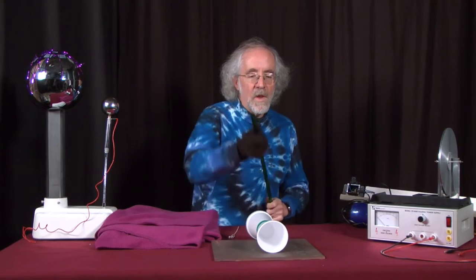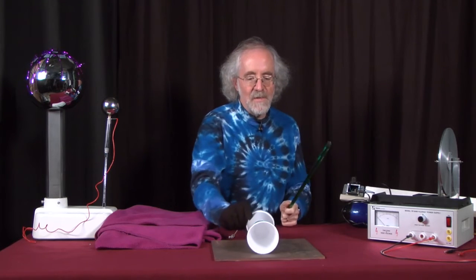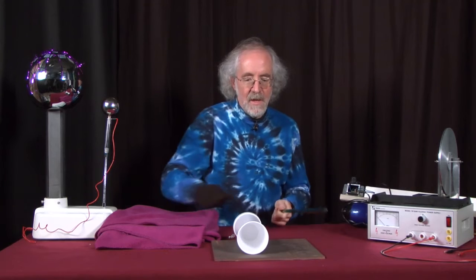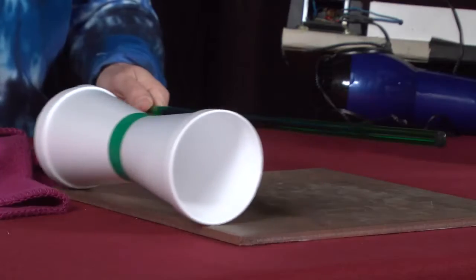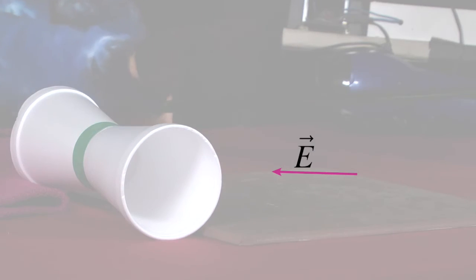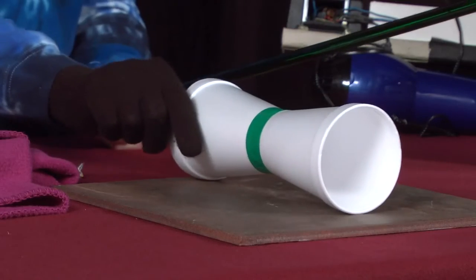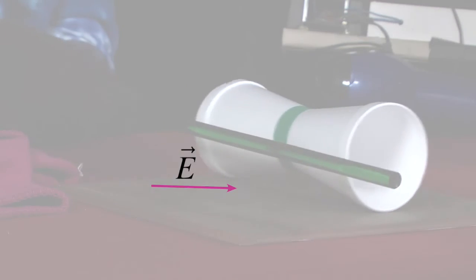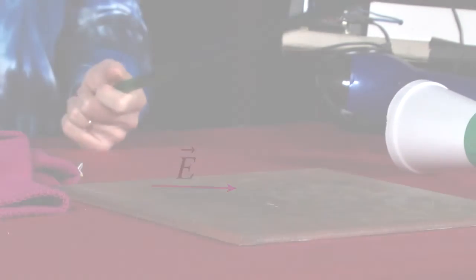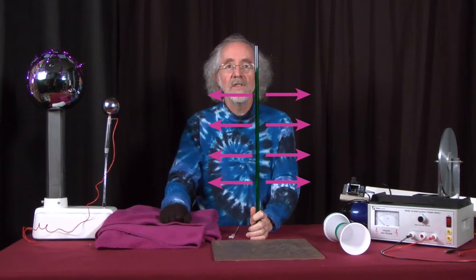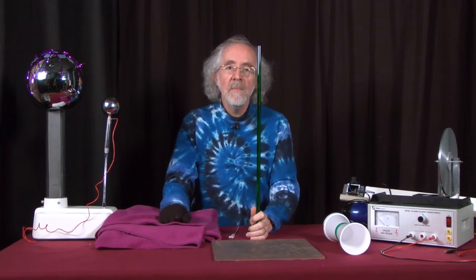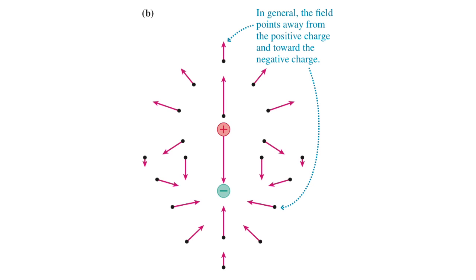So, for this rod, it's positively charged. I bring it next to these cups. The cups experience a force that's away from the rod, so the electric field points this way. On the other side of the rod, the electric field points this way as well. And so the electric field points away from this rod in every direction. Now in the book, you're going to see electric field diagrams for different charge configurations.